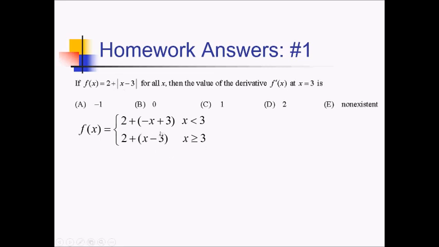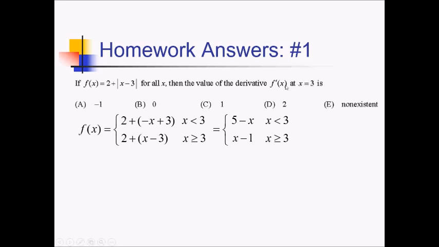Let's go ahead and just simplify this a little bit to make our lives easier. So I can write this first one as negative x plus 5, and then this one down here we can call this x minus 1. All right, or 5 minus x, that also works. Either way, let's go ahead now and figure out what the derivative should be at x equals 3.